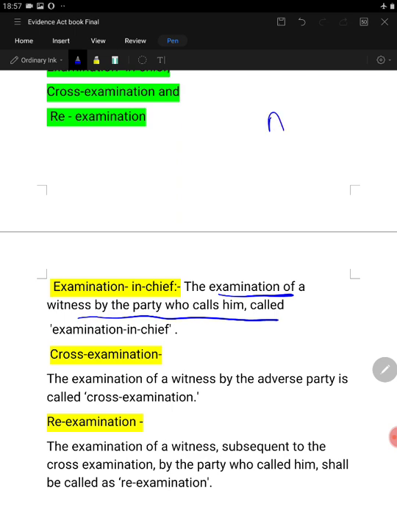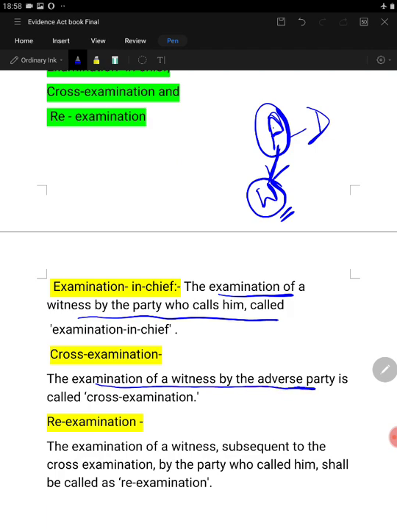So, suppose there is a case between prosecution and defense, and prosecution calls a witness, say W1, W. Now, if the prosecution has called the witness, then examination which will be done by prosecution will be called examination in chief. Then cross examination, the examination of witness by adverse party is called cross examination. So in this case, D or defense is the adverse party. Now the examination which will be done by D or defense of W, that will be called cross examination.